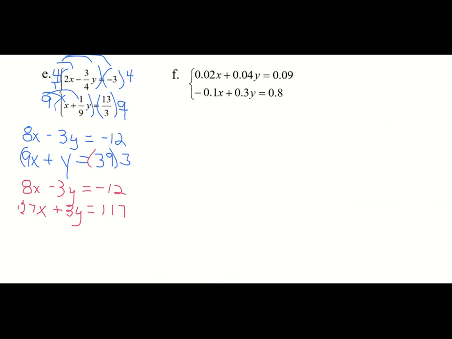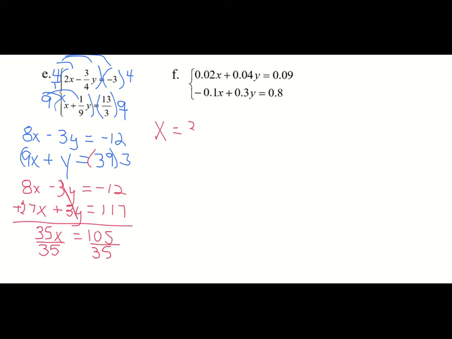So now when I add my equations together, my y's will cancel. 8x plus 27x is going to equal 35x. And then negative 12 plus 117 is 105. We'll divide both sides by 35. And we will get x equals 3, because 105 divided by 35 is 3.